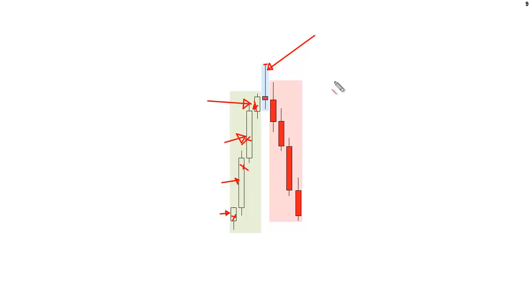We don't really know for sure who's in control of price, but this is when we start to act. And this is where you ask yourself, who is in control of price? Because you are asking yourself that all the way up here. Who's in control of price? The answer was always buyers, buyers, buyers, buyers.